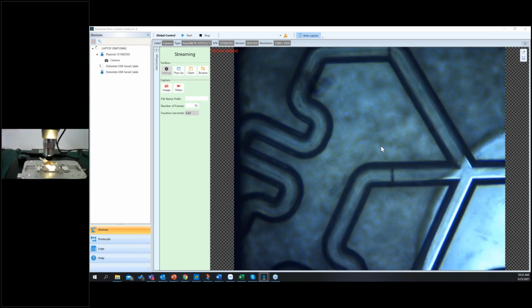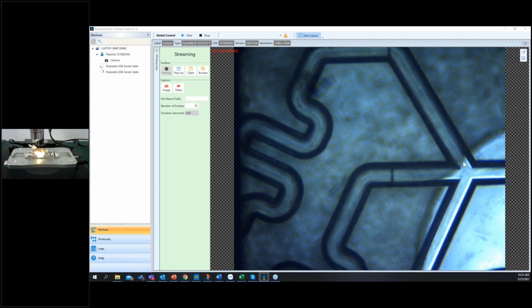You can see from this side, there are 3 input channels at the beginning of the chip. 2 channels are used for the carrier phase, and 1 channel for the interface or droplet phase.